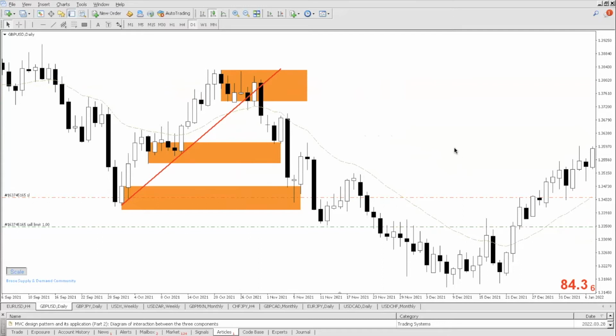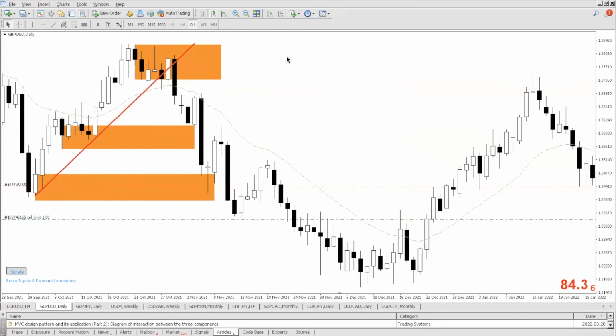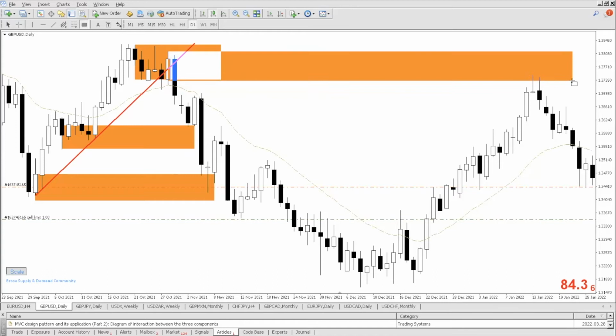So in future, what happens? Look, as price was falling, it was leaving prints. Where did it start? Here. This move started here.